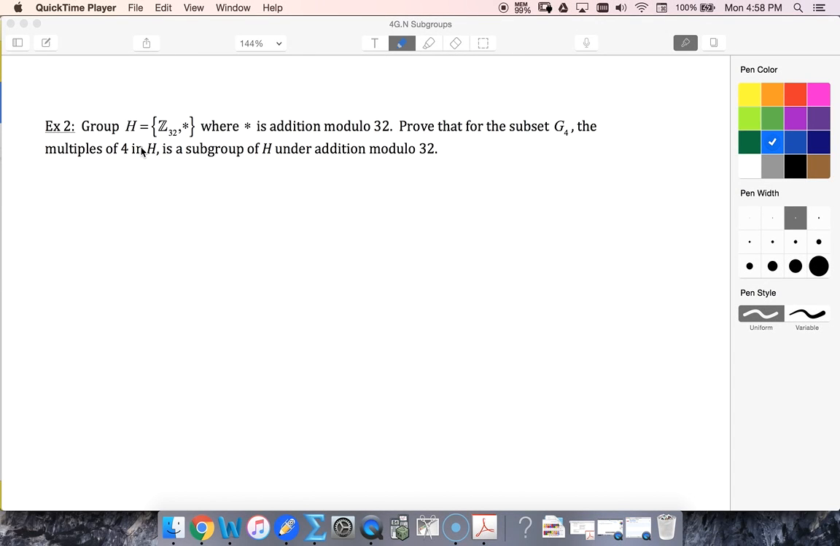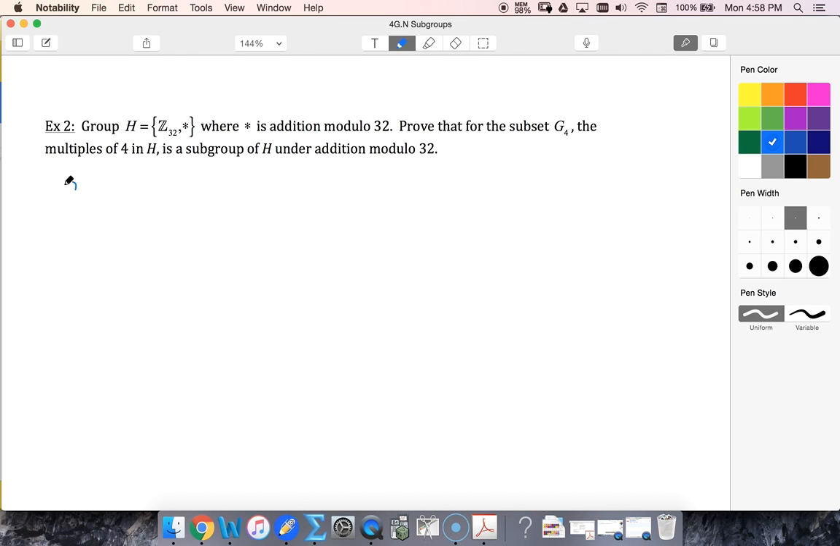All right, in this last example, we're looking at group H. So we've got our first 32 integers over star. Star is addition mod 32. And we're proving that for the subset G4, which is the multiples of 4 in H, that it is a subgroup of H under addition mod 32.